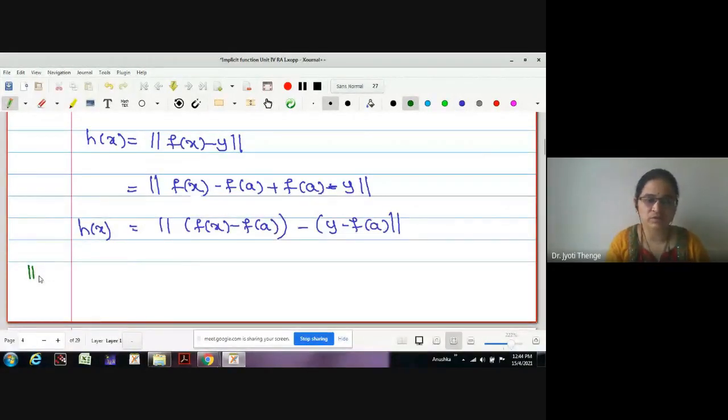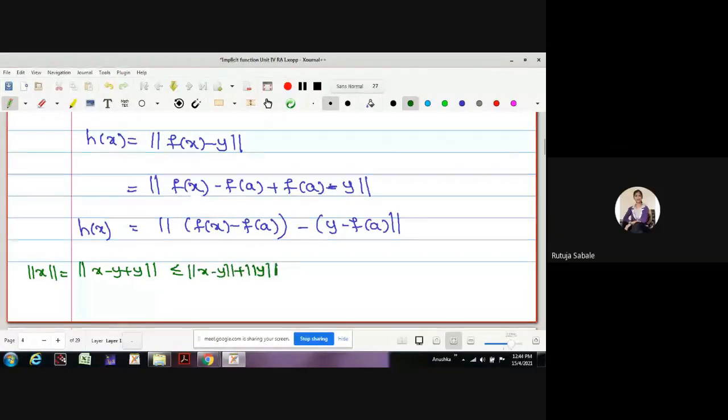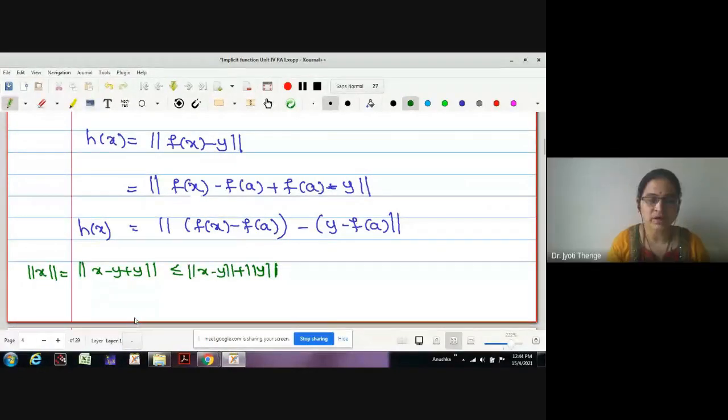Suppose I want to find out norm x. Then it can be written as norm of x minus y plus y, which is less than or equal to norm of x minus y plus norm of y. Triangular inequality, no? Therefore, if I just shift this norm y to the left, what does it give us? Norm of x minus norm of y is less than or equal to norm of x minus y. Correct now?